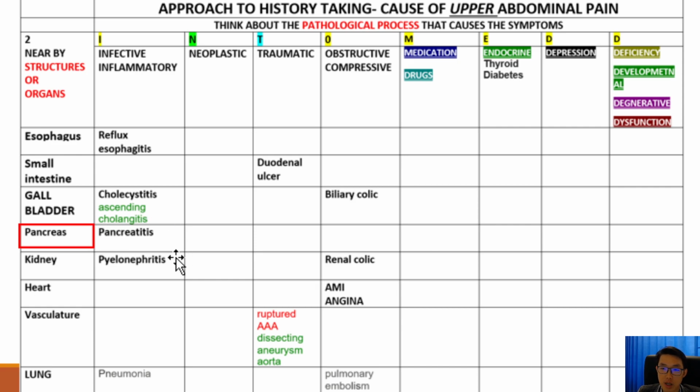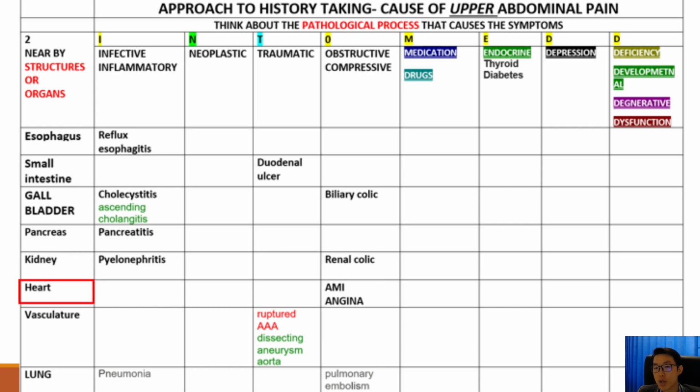Next, we look at the pancreas. The pancreas is usually inflamed in a process called pancreatitis, which usually presents with upper abdominal pain radiating to the back. For the kidney, an infective process can also cause abdominal pain, but usually more so in the right and left flank area, depending on whether it's the left or right kidney that is being affected, and is usually associated with radiation of pain to the groin area. Renal colic also causes similar pain and is also associated with radiation of pain to the groin area.